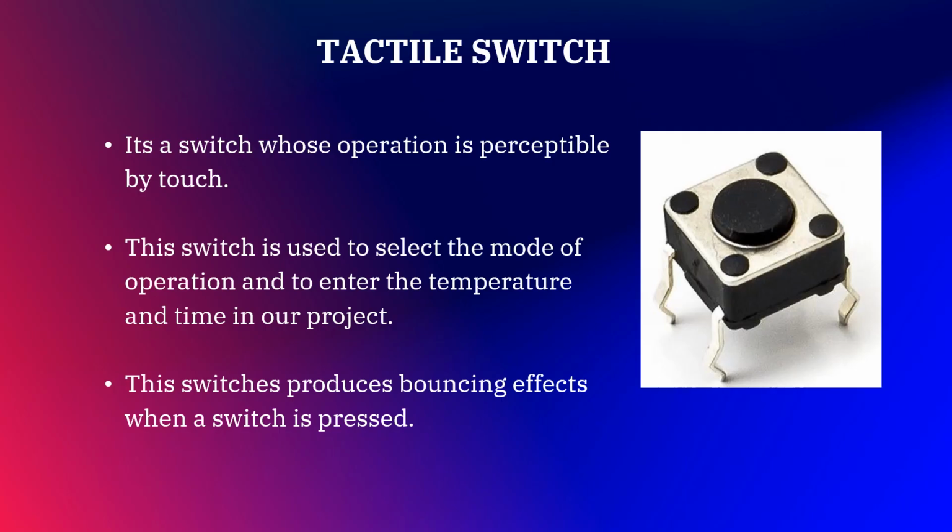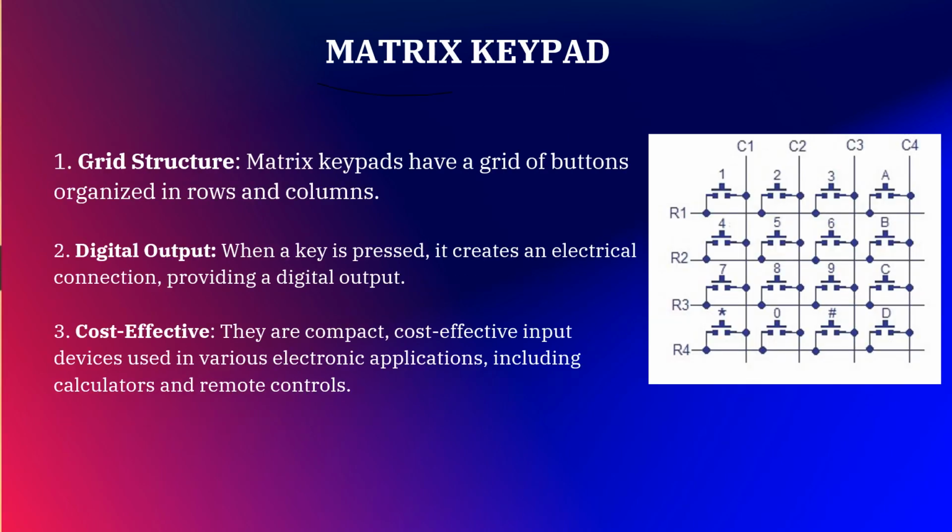The next one is tactile switches. These are switches whose operation is perceptible to touch. The switch is used to select the mode of operation and to enter the temperature and time in our project. The switch produces a bouncing effect when it is pressed. The next one is the matrix keyboard. The matrix keyboard consists of a grid structure, digital output, and is cost effective. A matrix keyboard has a grid of buttons organized in rows and columns.